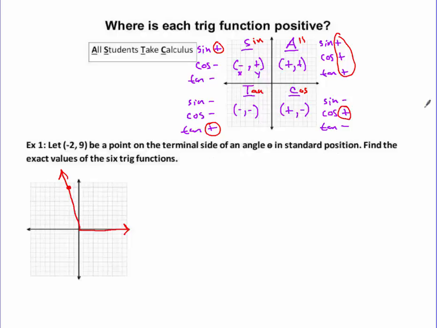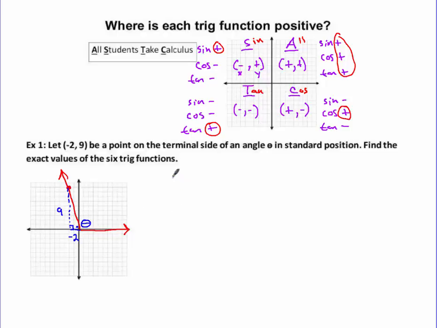Well, if we look at the little right triangle that's formed here, this side right here is 9. This is a nice right angle, and this is negative 2. So here's our angle theta, and we're going to use this triangle to help us figure it out. This triangle will have the same trig values for this little angle.